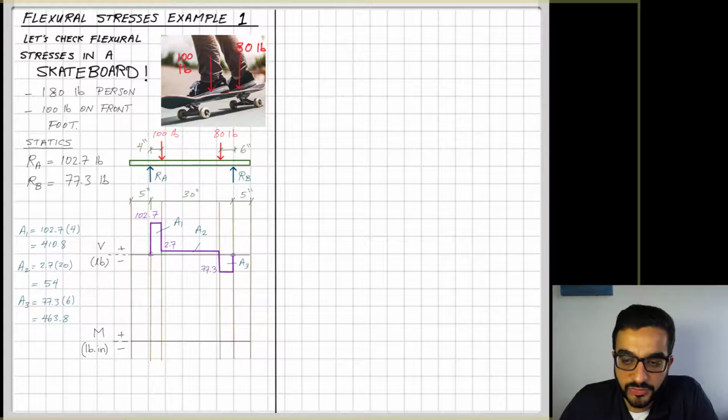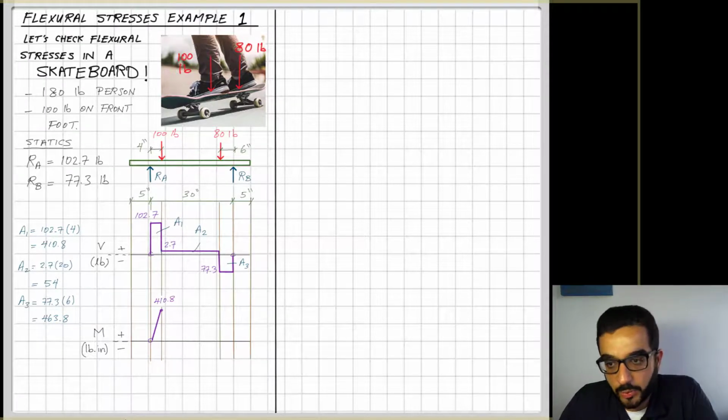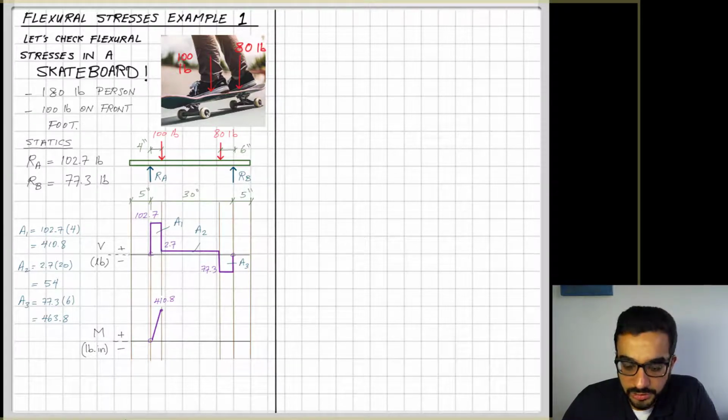And the roller is allowing rotation, so the start was 0. And then starting with 0, adding A1, because A1 represents the delta of the moment between the point of the roller and the reaction RA to the point of the 100 pound load. So 0 plus 410, that will be 410.8 internal moment at the 100 pound point. And then moving from the 100 pound point to the 80 pound point, I will add A2. And A2 here will bring me up to now the moment value of 464.8.